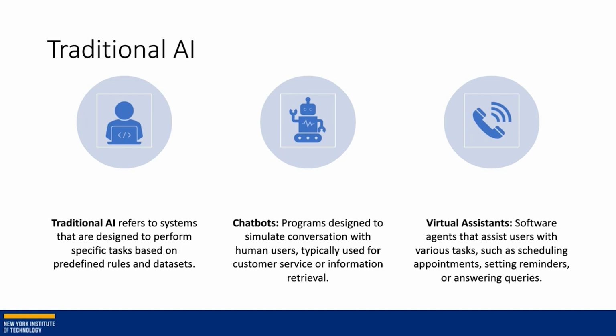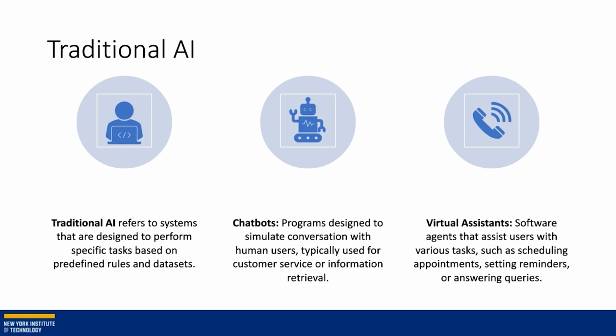Traditional AI refers to systems that are designed to perform specific tasks based on the data sets they have been trained on. Two examples of this would be chatbots, which are programs designed to simulate conversation. If you're ever on a website and you have to ask a couple of questions, it pops up a chatbot and it can really only tell you the information that it has been trained on. It cannot create any new information.